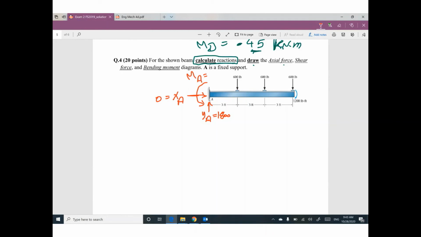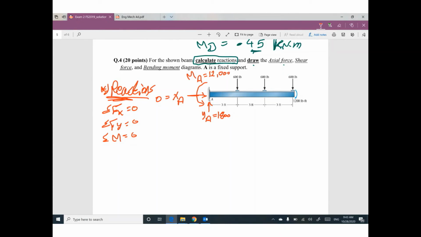This moment, I believe you have to figure out the reactions first. But I don't have enough time. So you apply summation f of x equals 0, summation f of y equals 0, summation moment at any point equals 0. So you can figure out this reaction. But I don't have enough time. So this moment will be 12,000.